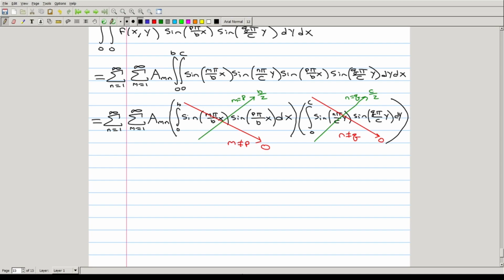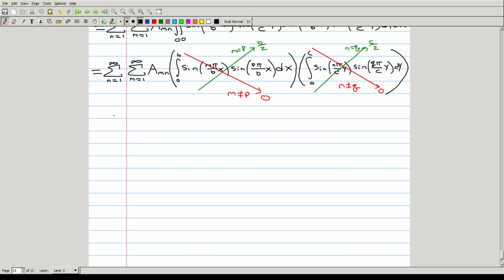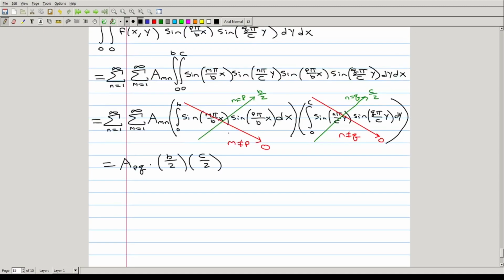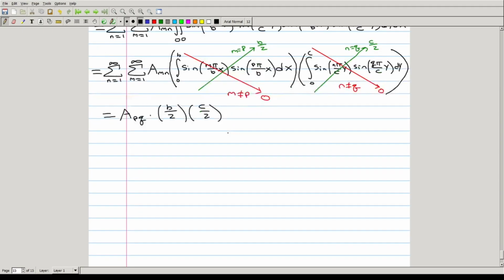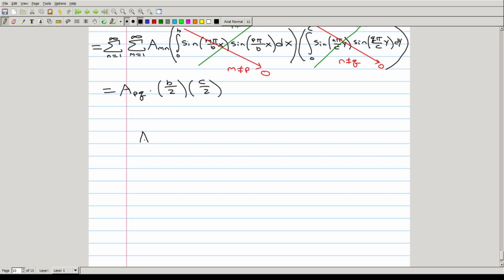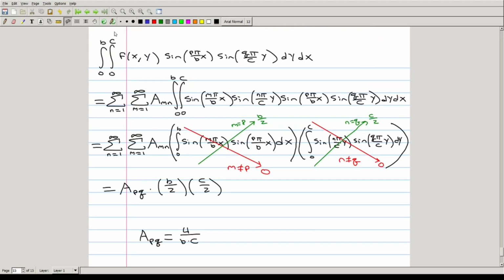Which means every single term in this infinite sum is zero, except for the one term where m equals p and n equals q, which gives you A_pq times b over 2 times c over 2, which gives you that A_pq is going to be 4 over b times c times this double integral right here.